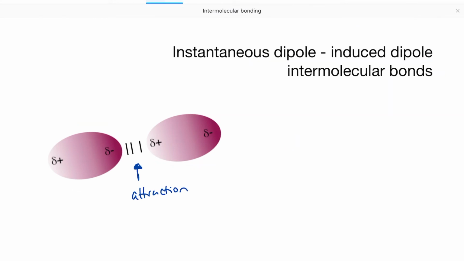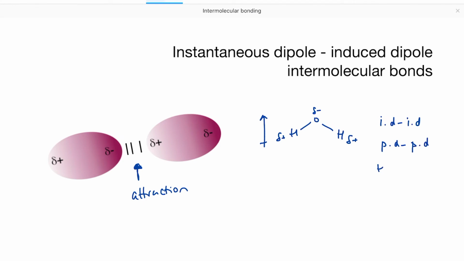Now, we need to be really clear that all molecules or atoms that have more than one electron are capable of instantaneous dipole, induced dipole, intermolecular bonds and capable of having London forces. So if I were to take water, for example, this is a molecule with electrons, so it is capable of instantaneous, induced. It has a permanent dipole. Because of the shape of the molecule not being symmetrical, I know that the electron density is permanently pulled towards the oxygen. So it's also capable of permanent dipole.